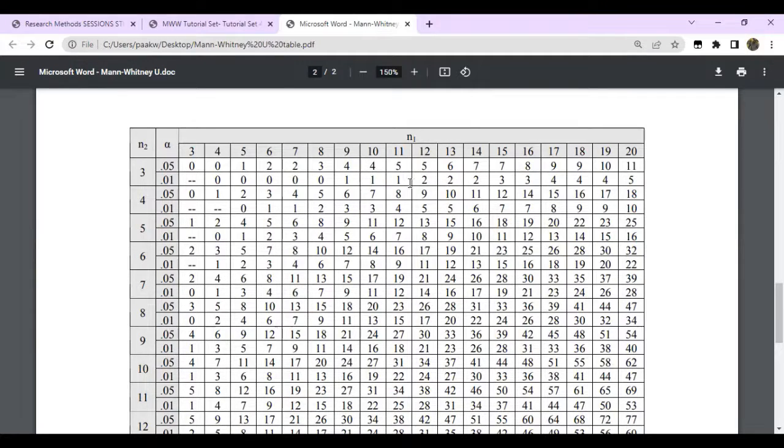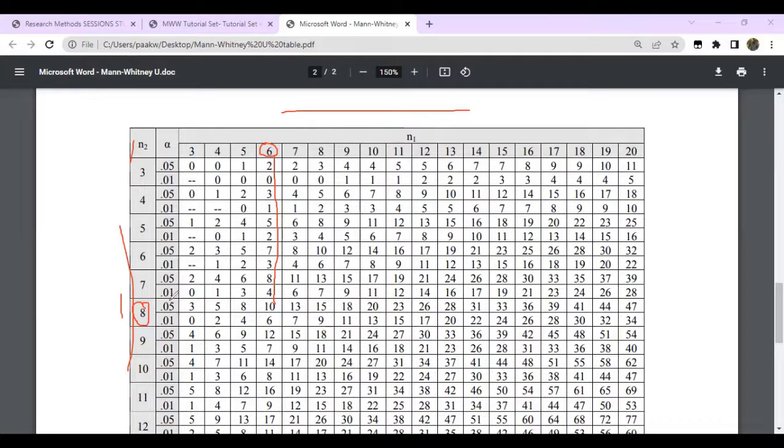And the N1 was what? 6. You get it? N2 was what? 8. Okay. So this is how we use it. The top here is N1, and this side is N2. So the 6 is here, N1. You trace it down to meet 8. Where is 8? 8 is here, right? Now, in the 8, we have 0.05 and 0.1.